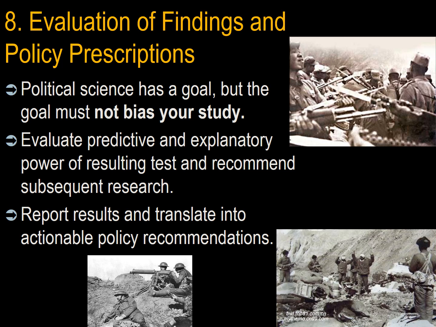The final element of a theory is the evaluation of findings and policy prescriptions. Political science has a goal, but the goal must not bias your study. So you must follow the social scientific method. This is how the papers are graded. And whatever bias you have, whatever political inclination you have, when you're actually writing the paper, you must act like an impartial referee, judging fairly the competition between two theories that are competing in their explanation in the test case. You want to evaluate the predictive and explanatory power of the resulting test and recommend subsequent research.